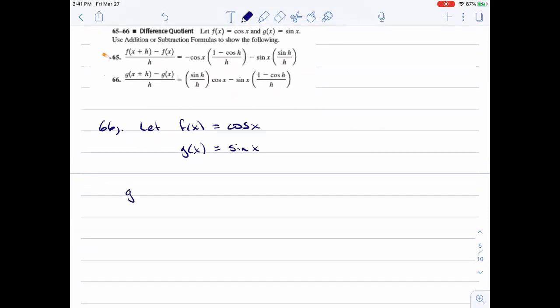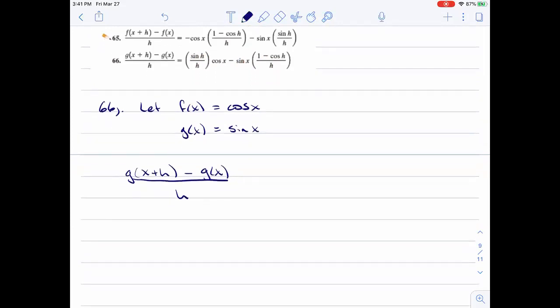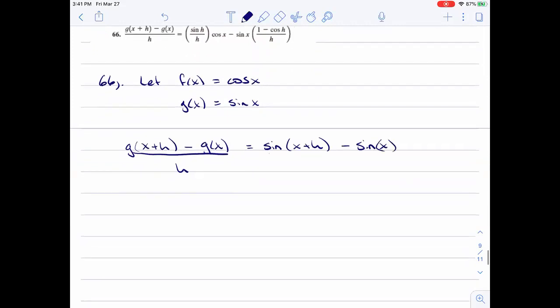Then I want to show that g of x plus h minus g of x over h is equal to all this. And so what I'm going to do is just plug these in and see what happens. I'm just going to keep going until I end up with something like this or something that approaches this. So if g of x is sine x, then I can replace this with the sine of x plus h minus the sine of x over h.